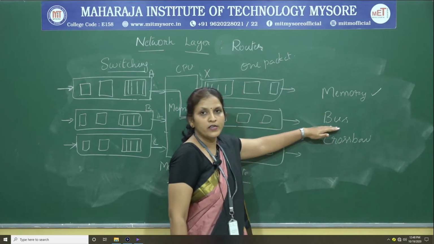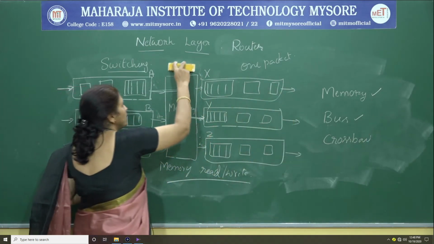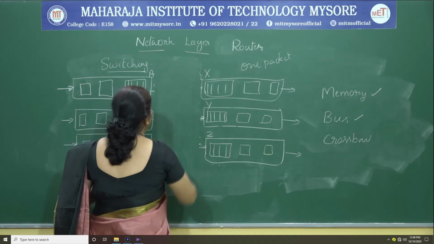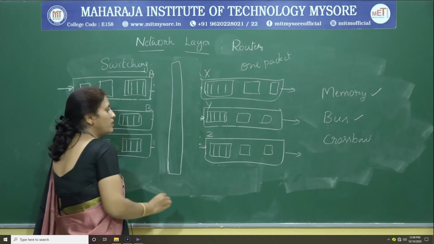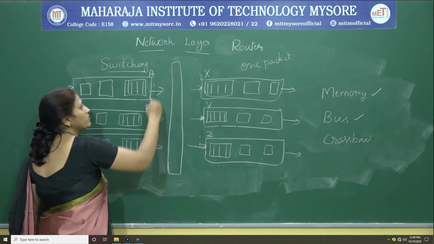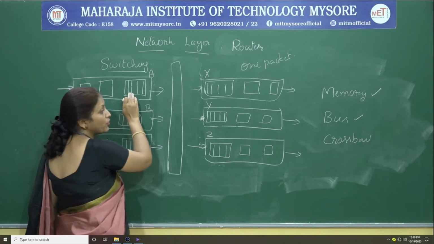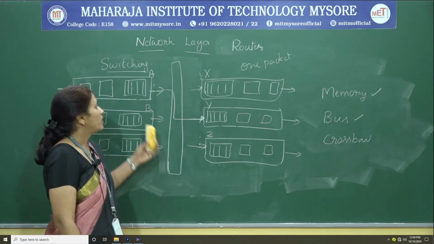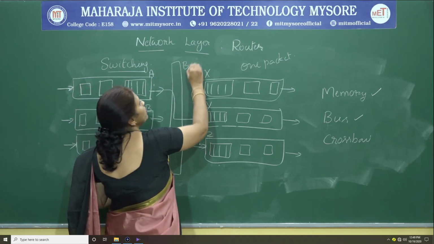The second method is using a shared bus between these two. How exactly does it look? Instead of the memory, we will have a bus here. In the same way, we have 3 input ports and 3 output ports. In case of the bus, if I want to transfer a packet from input port A to output port Y, it travels through this bus. The same forwarding and all those things remain the same. So, it uses this bus in order to transmit.